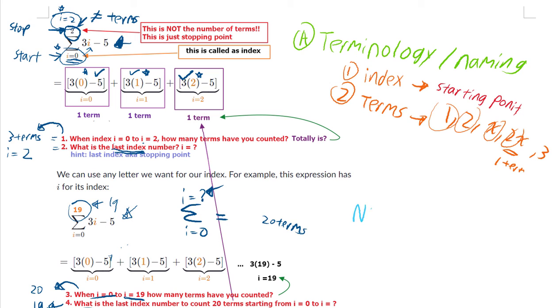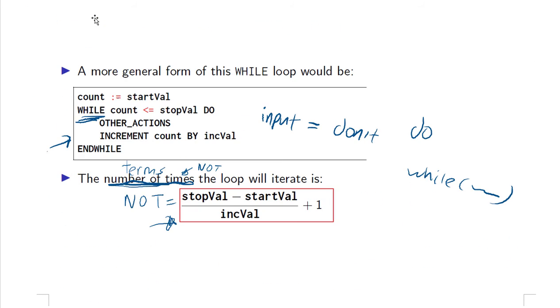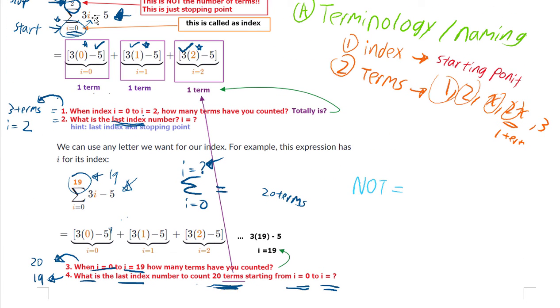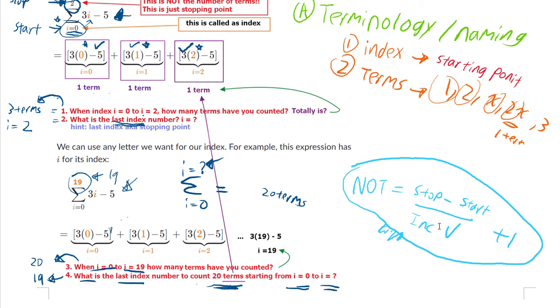So just now the formula, number of terms is equal to, what is the formula again? Number of terms equals stopping value minus starting value, divided by increment value, plus 1. This is the formula. Okay, if you don't know, solve the fourth question using this formula.